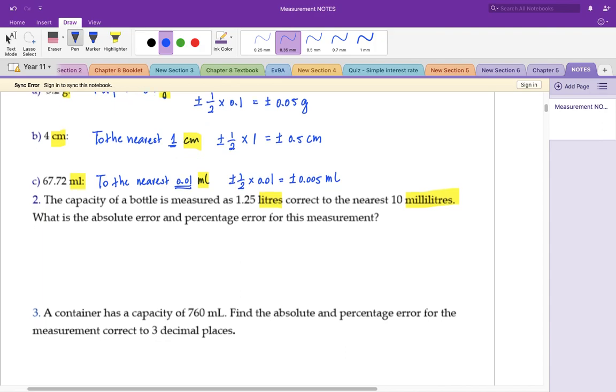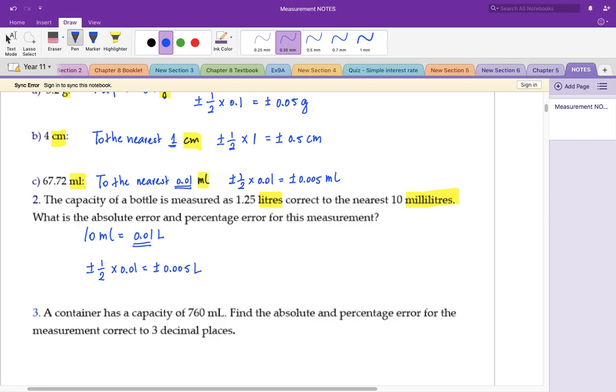So what's 10 millimeters equal to in liters? I'll just write mils. 10 mils is equal to divided by 1,000, right? Because you're going from small to big. So divided by 1,000, this is 0.01 liters. So that means it's actually to the nearest 0.01, which is the number you're using in the formula. So you do plus or minus 1/2 times 0.01. So that's plus or minus 0.005 liters. This is your absolute error.